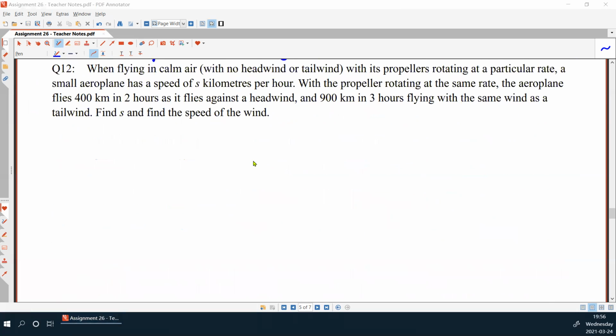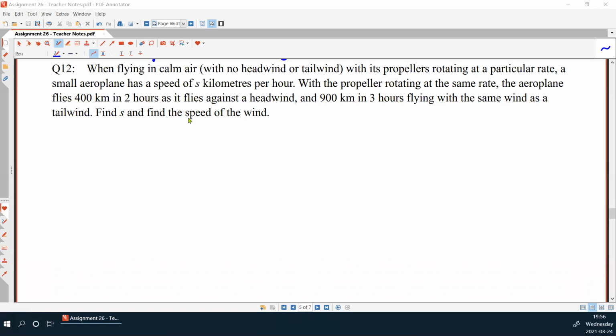Okay, let's see question 12. When flying in calm air with no headwind or tailwind, with its propellers rotating at a particular rate, a small airplane has a speed of S kilometers per hour. With the propeller rotating at the same rate, the airplane flies 400 kilometers in 2 hours against a headwind, and 900 kilometers in 3 hours flying with the same wind as a tailwind. Find S and find the speed of the wind.